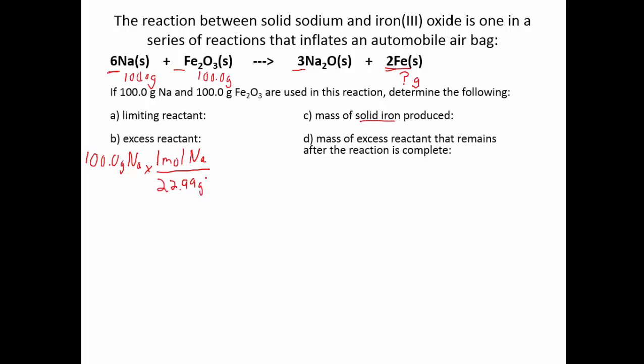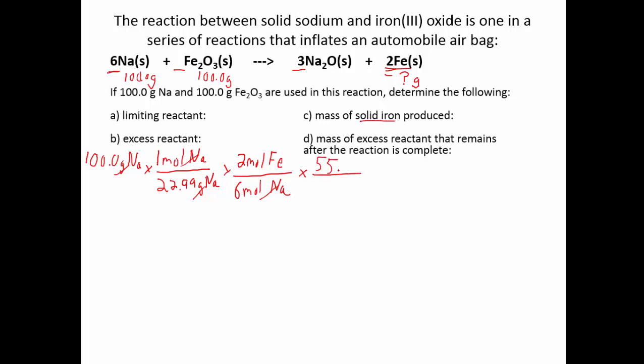22.99 grams of sodium, from the periodic table. Now once we're in moles, we can go through our mole to mole ratio: 2 moles of iron to 6 moles sodium. At this point our grams have canceled the grams, and the moles of sodium have canceled the moles of sodium. And now once we're in moles of iron, we can go from moles of iron to grams of iron.